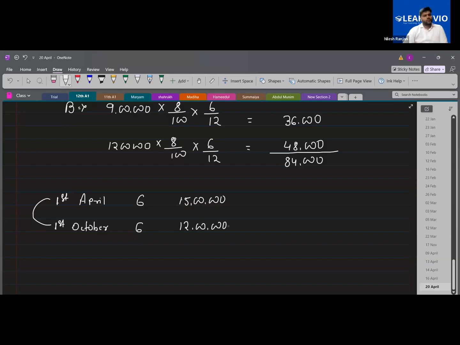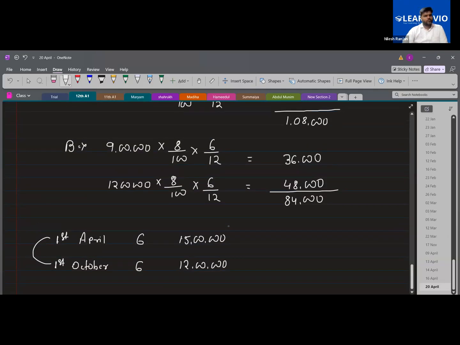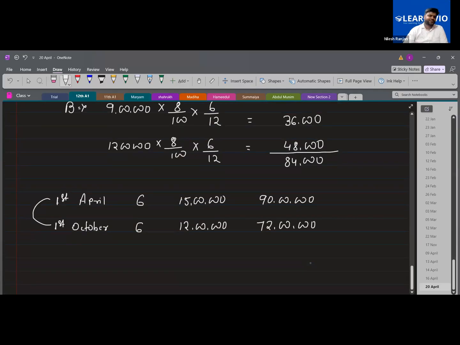15 lakh and 12 lakh, ratio 6 to 6. Calculation, it will be 90 lakh and 72 lakh. I have multiplied it because it will take time for you to calculate. 90 lakh and 72 lakh, right? Yes. Now we have to add these two, which will be 1 crore 62 lakhs, if I'm not wrong.